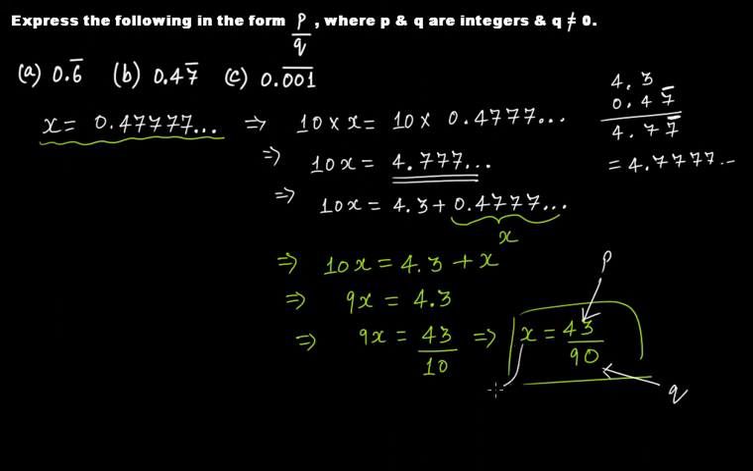And what's x? x is actually this, that is 0.47 with the bar over it, that is this one. So we have solved this one.